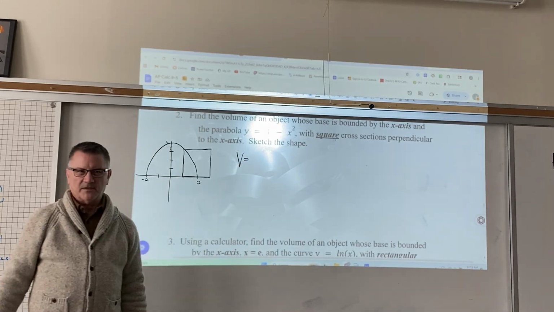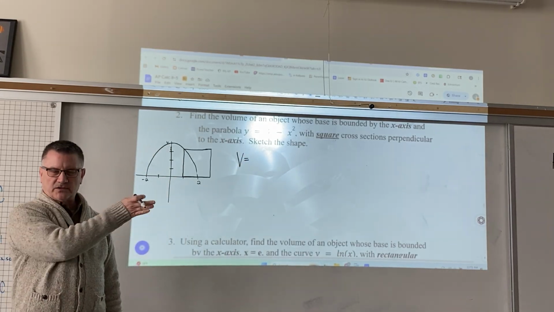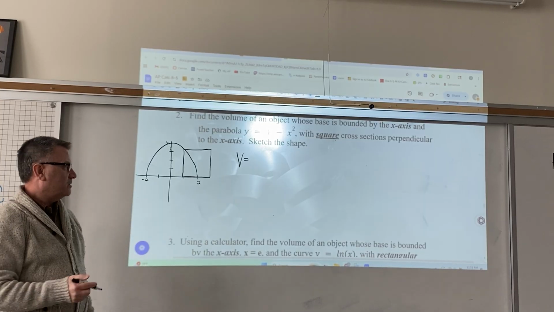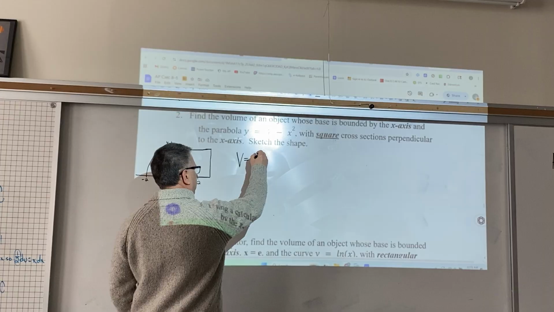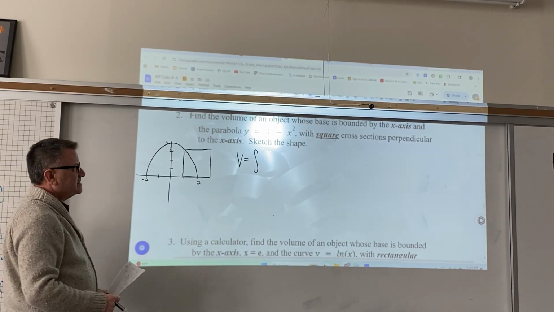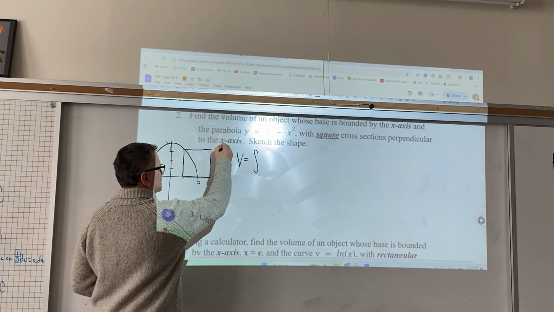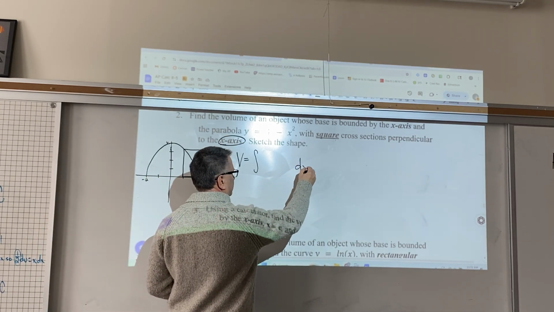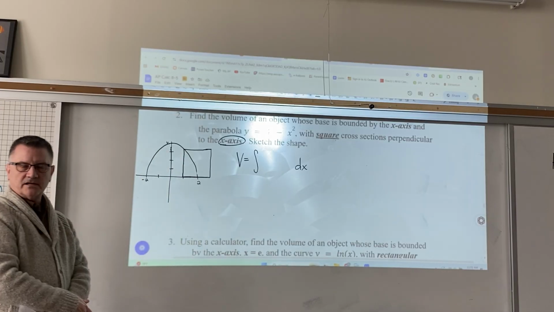Hey, can we just skip that I'm adding up an infinite number of squares? Different size squares, but they're all squares. And we'll just skip right to the, hey, I need to take the integral. Let's see, I'm moving across the x-axis. Hey, that tells me it's got to be dx right there.